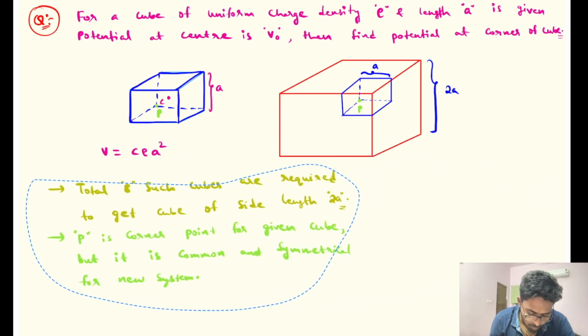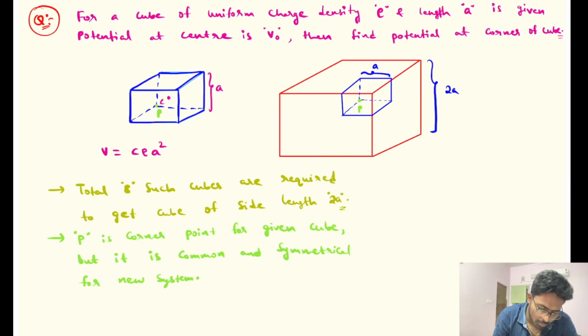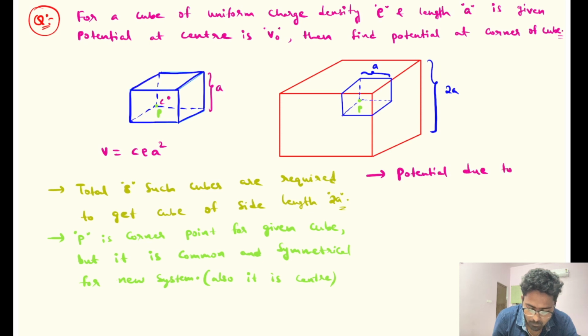For the new system the point P is what? Also it is a center point, as I already said, it is a symmetrical point. So whatever the potential that is there because of one cube, let's imagine that the potential due to one cube at the corner is V dash.